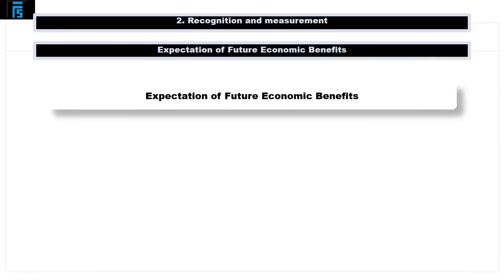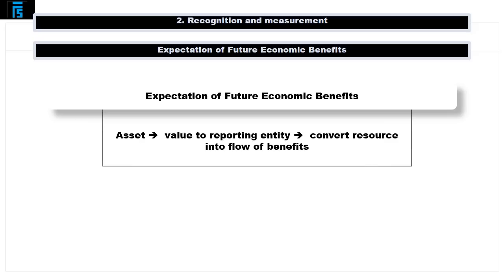We now come to the final and most important characteristic of an asset, and that's the expectation of future economic benefits. An asset must be of value to the reporting entity, so it must be a resource which the company expects to convert into a flow of benefits of one kind or another. Imagine the microphone that I am talking into right now. It's a fragile and sensitive piece of equipment, but because I take good care of it, I expect that it will keep generating benefits for me for many years to come.